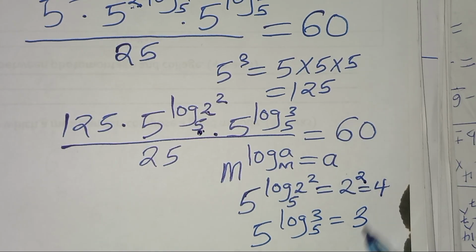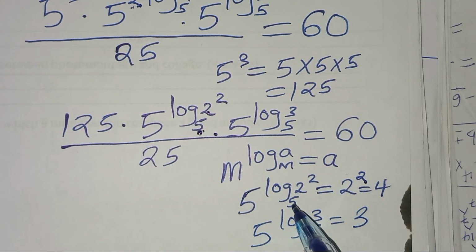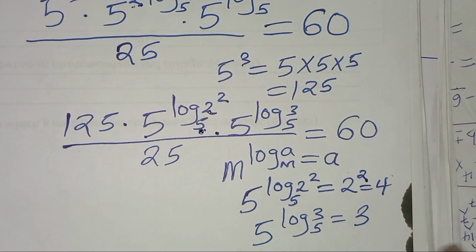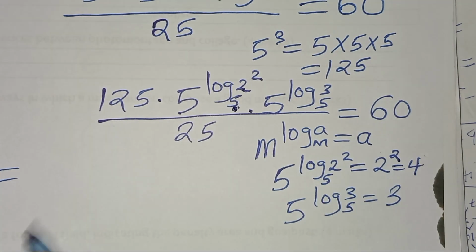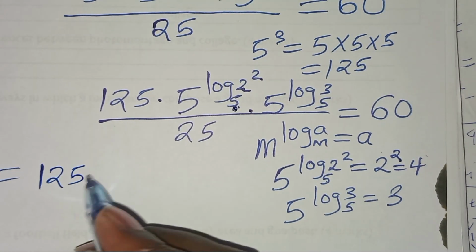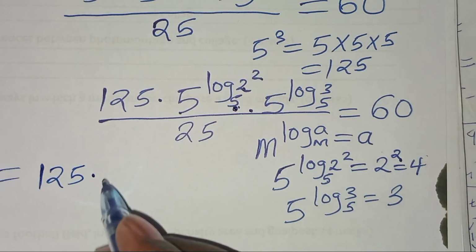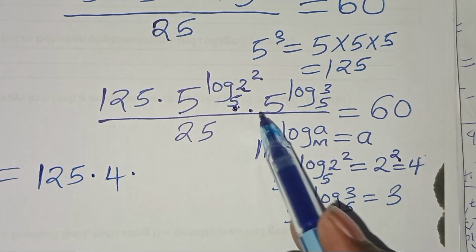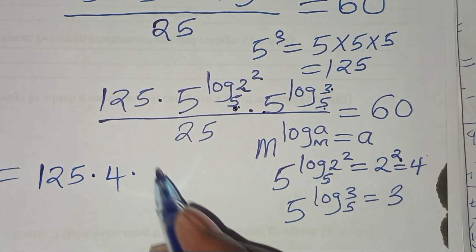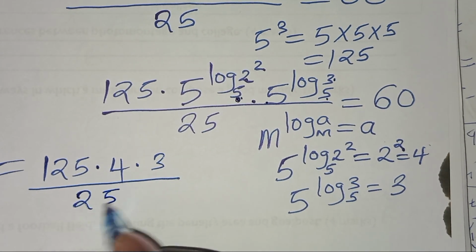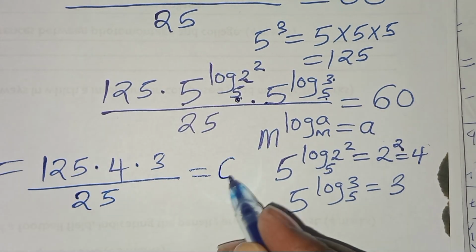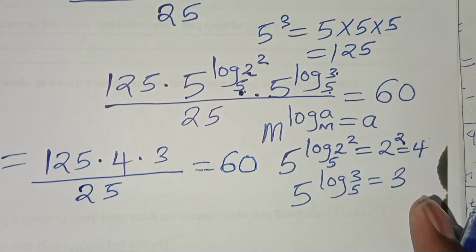Now, let's substitute these values here. 5 to power log 2 squared to base 5 as 4, and 5 to power log 3 to base 5 as 3. Let's substitute this. So here, we have 125 multiplying by 4, multiplying by 3, divided by 25. This is supposed to give us a value of 60.